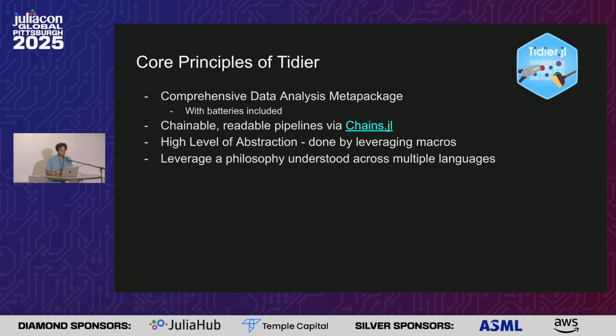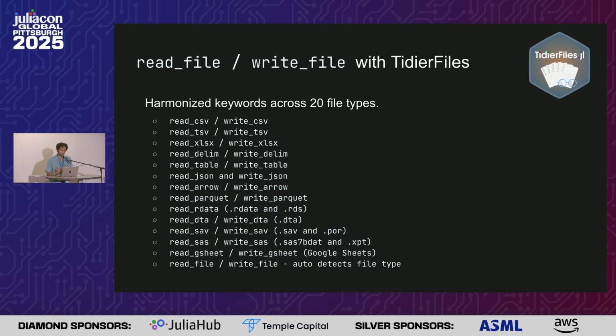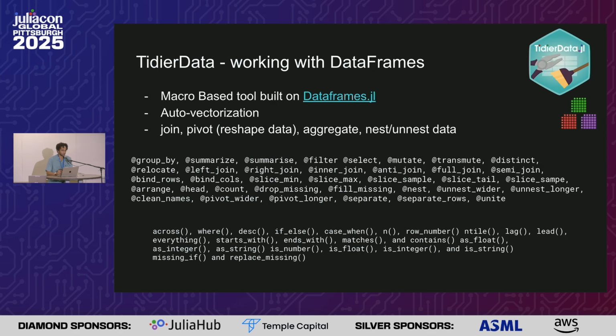So to jump right into some of the packages, TidierFiles really just builds on a lot of the excellent work that people in the Julia community have done across CSV.jl, Arrow, JSON, you name it, folks have built it and it works. And all we really did here was harmonize the keywords across all these different file types. That way, it's just one step of friction to get out of the way. And you can use read file, write file, and auto-detect the backend needed, or the function needed, and dispatch it for you. So now to jump into TidierData.